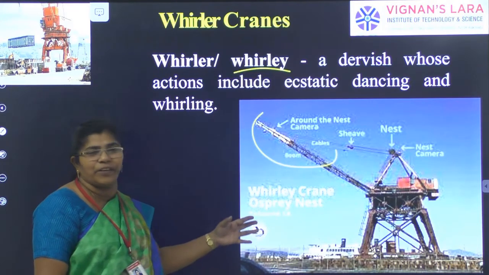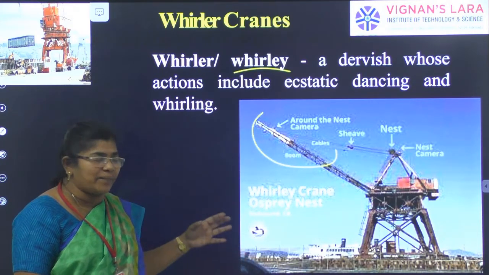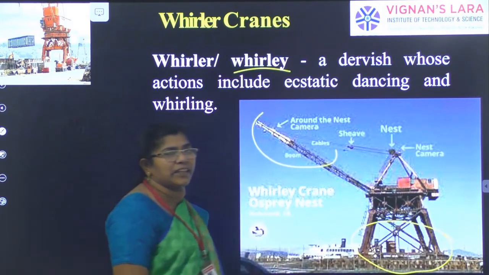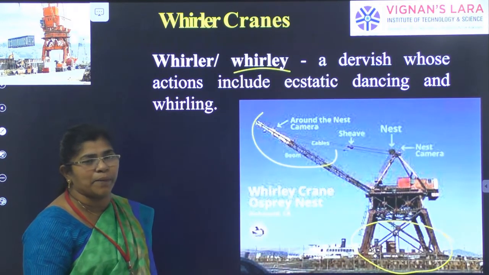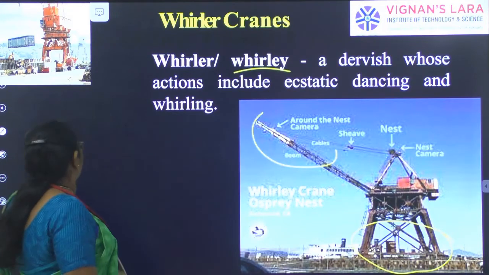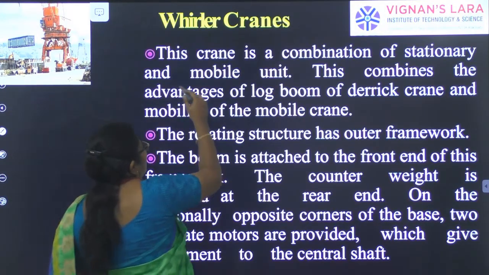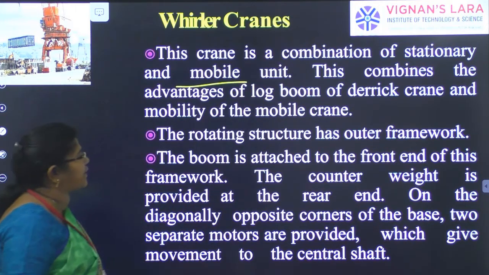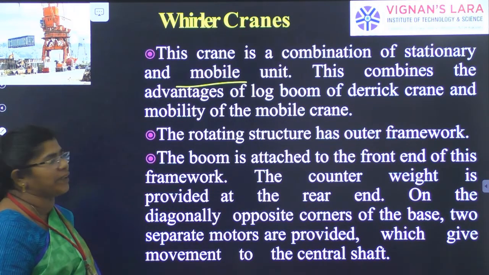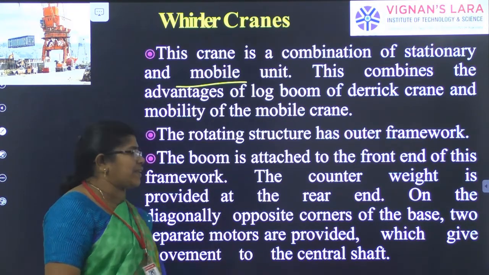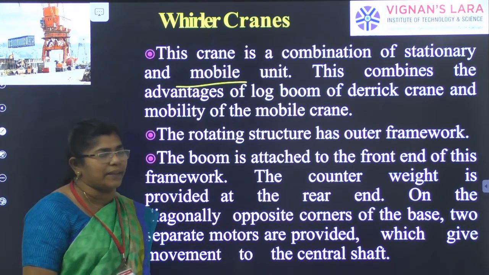It is one of the fixed cranes. Even now it is not so much used, because it needs so much area for the installation, but for particular purposes we are using these whirly cranes. This crane is a combination of stationary and mobile unit. This combines the advantages of the long boom of the derrick crane and the mobility of the mobile crane. The combination of the derrick crane and the mobile crane is the whirly crane, but it comes under the fixed cranes.